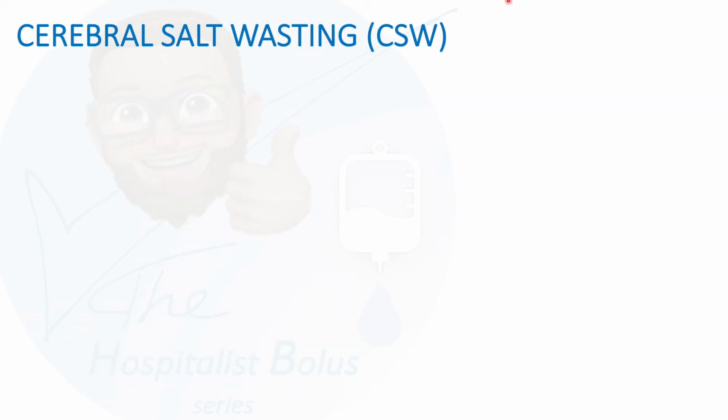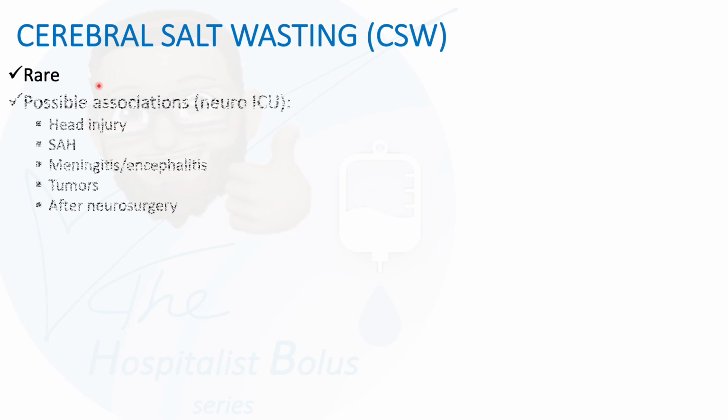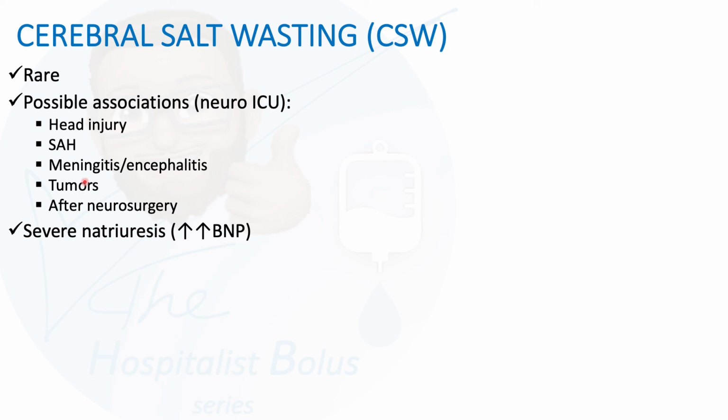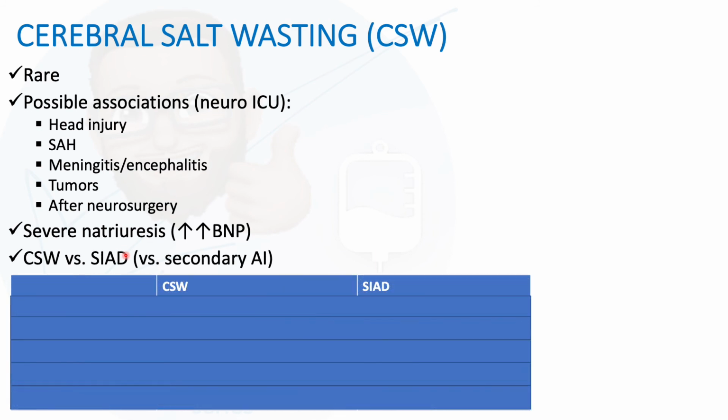Okay, so the last thing we're going to talk about is cerebral salt wasting. It's really rare. You might not see it. It's actually debatable whether it exists or not, to be honest. Most of the possible associations are found in the neuro ICU. So a patient really sick with serious head injuries, intracerebral bleeds, subarachnoid hemorrhage, severe meningitis, encephalitis, brain tumors, or after neurosurgery. Because of all these insults, they might have increased BNP and severe natriuresis, and that's partly why they're losing salt in the urine.